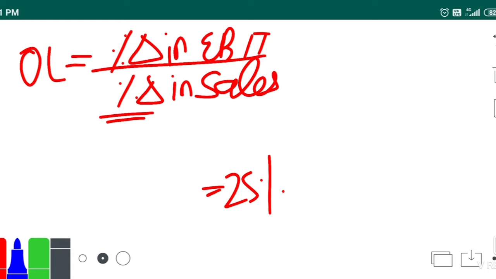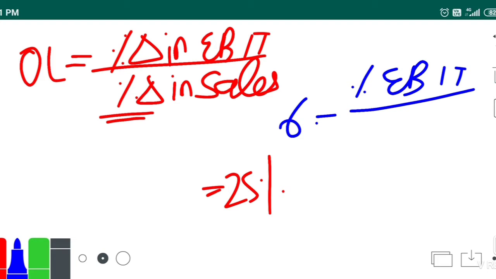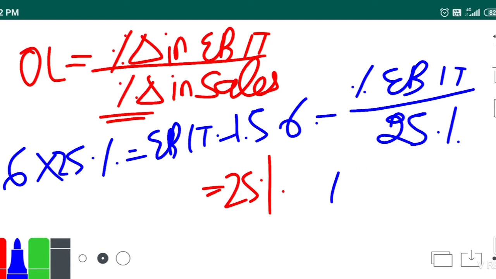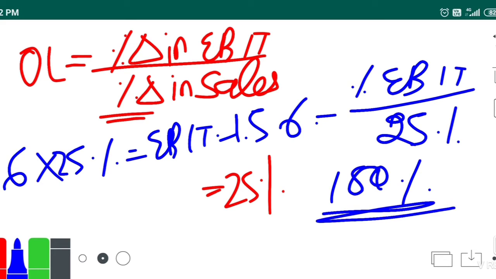Now that we have found it in percentage, we substitute it in the formula. First we saw that operating leverage was 6 times. So 6 equals percentage change in EBIT by percentage change in sales, that is 25%. Now you do 6 into 25%, and your percentage change in EBIT will be 1.5. So 1.5 is nothing but 150%. So if your sales increase by 25%, your EBIT will increase by 150%.